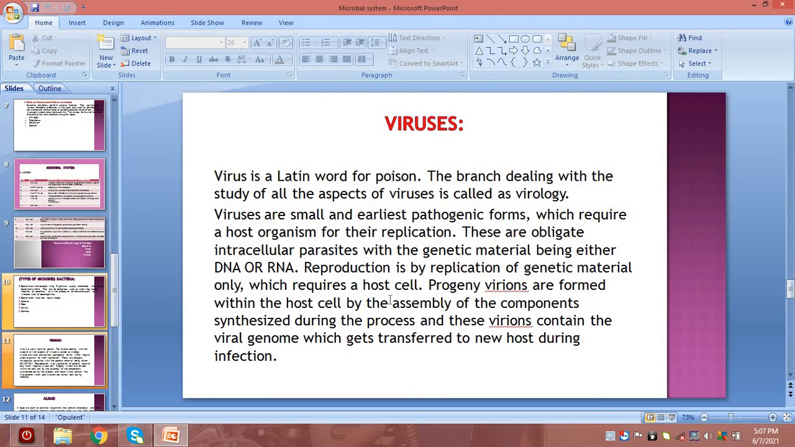Progeny virions are formed within the host cells. Virions are nothing but the virus or the causative agents which are getting transferred from one person to another person, causing the infection or the diseases. Virions, the causative agent getting transferred from one host to a new host during the disease, are nothing but the virions.